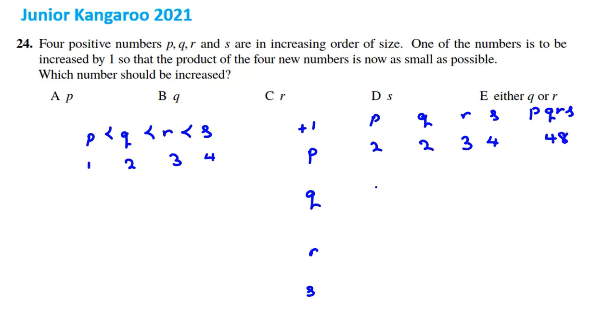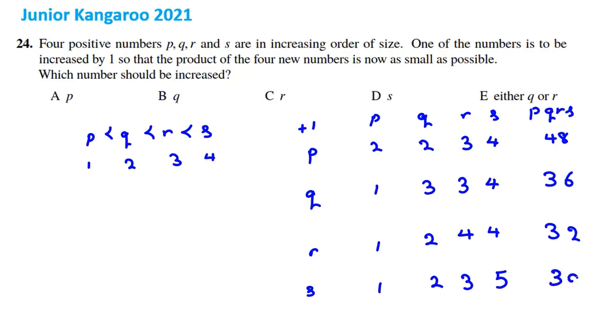Next part, we add Q by 1, so it will be 1, 3, 3, 4. 9 times 4, 36. It's smaller. Next one, we add R by 1, 4, 4. So 32. And last part, we add S by 1, 1, 2, 3, 5, 15, 30. And it says which of them as small as possible. So when we add S by 1, the answer is D.